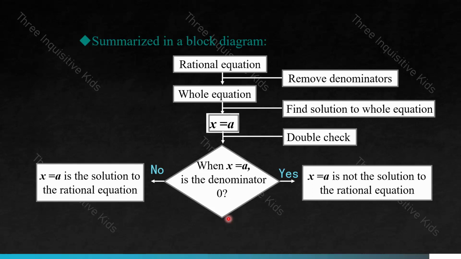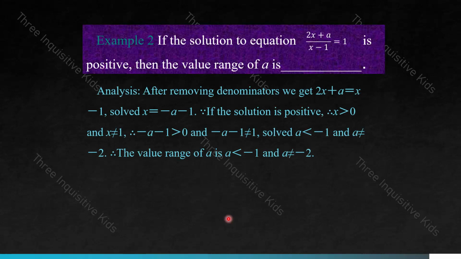All right, so let's move on to the next slide. Example 2. If the solution to the equation (2x + a)/(x - 1) = 1 is positive, so if this rational equation's solution is positive, then what is the value range of a? Well, here is our analysis.